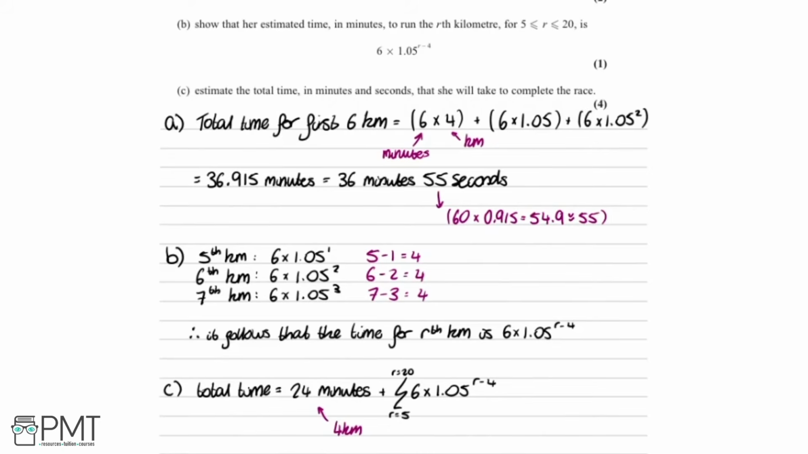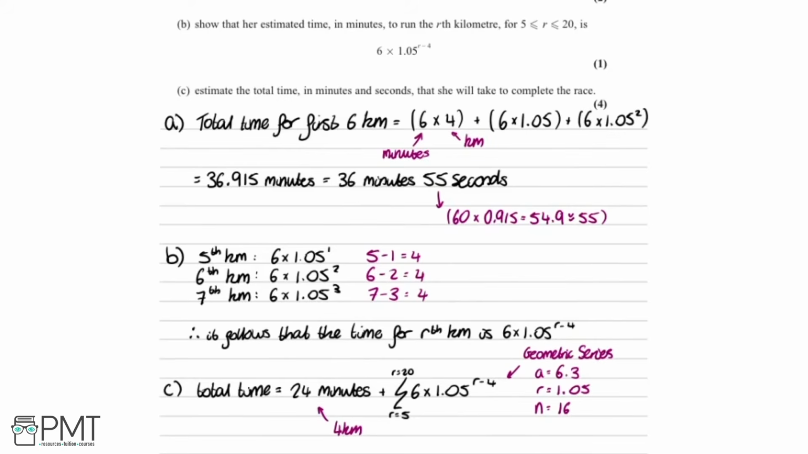So now the last thing to do is evaluate all this. This right here is actually a geometric series that we're going to evaluate. And to do that, we need to know a few things. So we need to know the first term. Well, the first term is going to be when r is 5. So 5 minus 4 is 1. So that's 6 times 1.05, which equals 6.3. And the common ratio is 1.05. That's because for each kilometre that she's running, we're multiplying by 1.05 because she's taking 5% more time than in the previous kilometre.